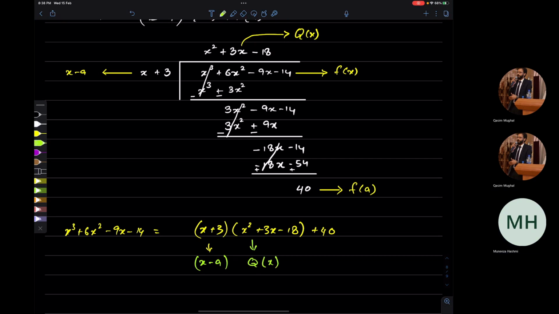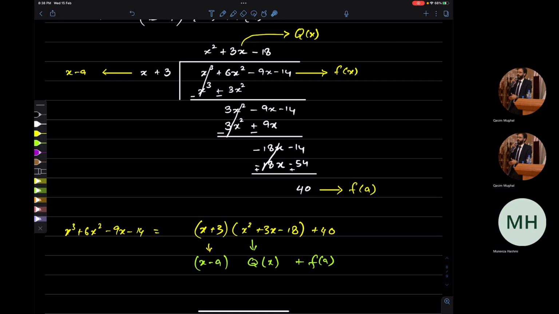That means it's another function plus f of a. It means change the sign of this, plug it into this function, and you should get 40 as an answer. That's why it's written as f of a. So that's what the remainder theorem is.